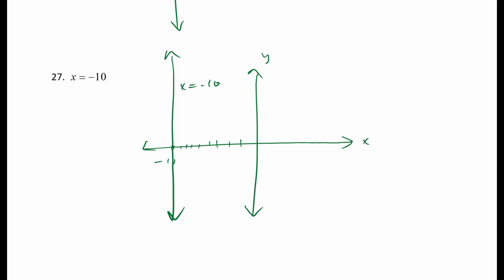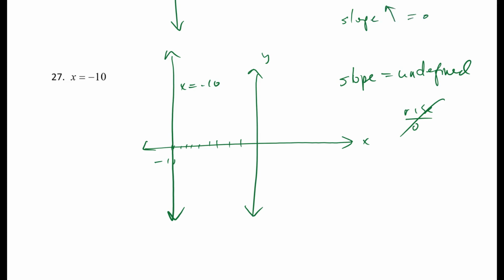So you can see these last two are just put on the review packet so you can remember and make sure to know what horizontal and vertical lines are. And remember, the slope of a vertical line is undefined, because rise over run, there is no run, it's like 0, so we think of that as undefined. And the slope of the horizontal line, which was on number 26, would equal 0.